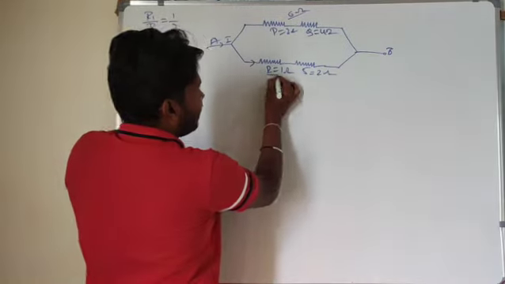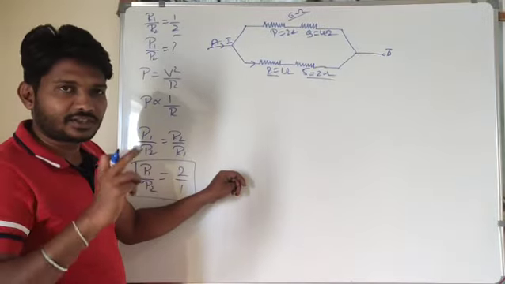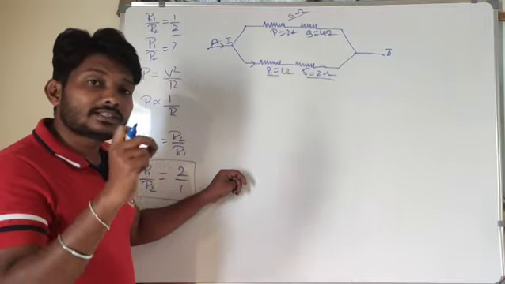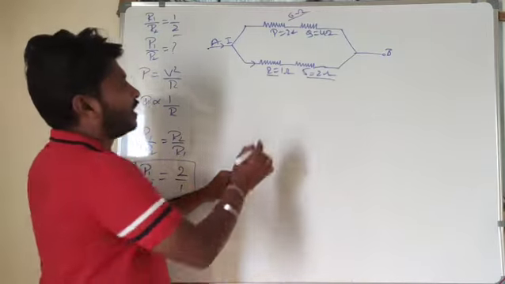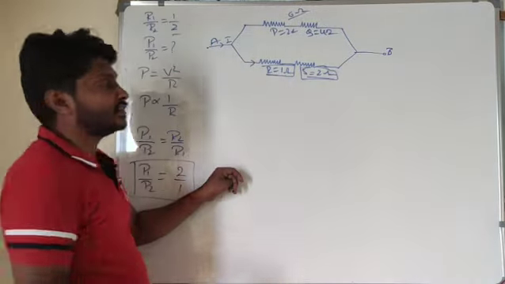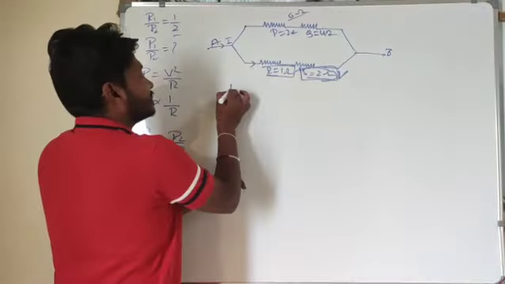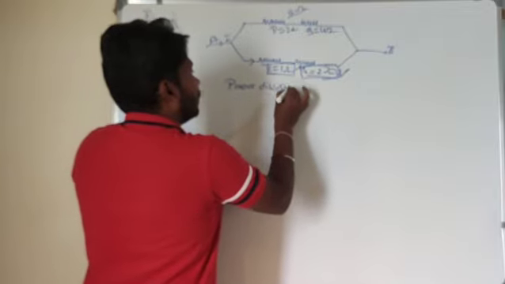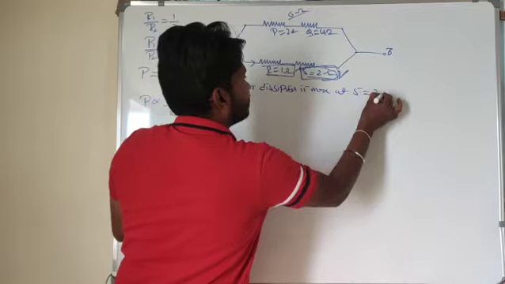Now out of R and S, R and S are in series combination. If the resistances are in series combination, power dissipation is more for the high resistance. So compared to R and S, which one has the high resistance here? The S element has the high resistance. So power dissipation is more at S, which is equal to 2 ohm.